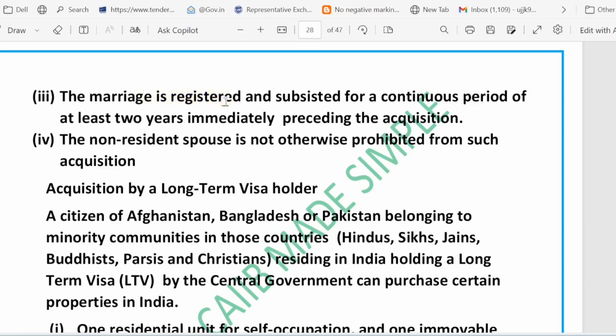The marriage must be registered and must have subsisted continuously for at least 2 years immediately before the property is bought. The bank will ask for proof, like marriage certificate, passport, etc. And the non-resident spouse must not be otherwise prohibited from buying property. So you can think of it like this: your foreign spouse can join you to buy one house, but you must prove that you have been legally married for 2+ years, pay through formal banking channel, and make sure that nationality rules do not block them.